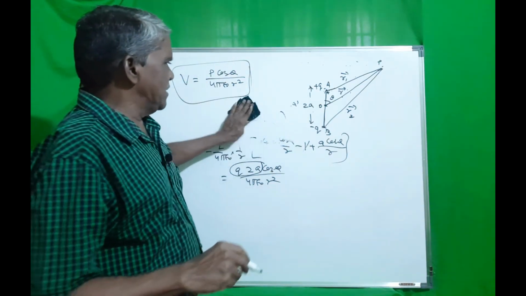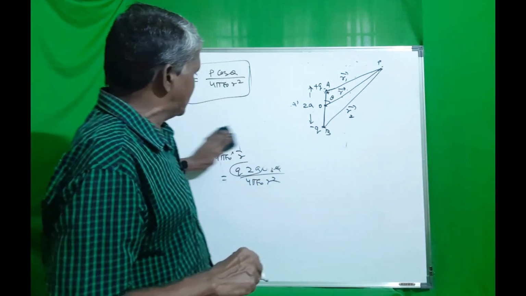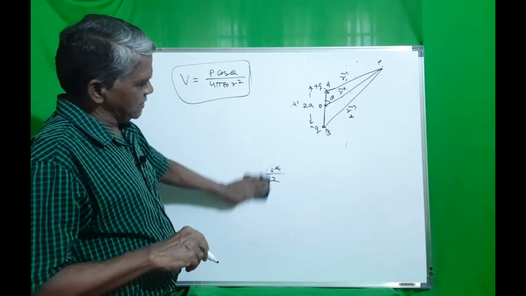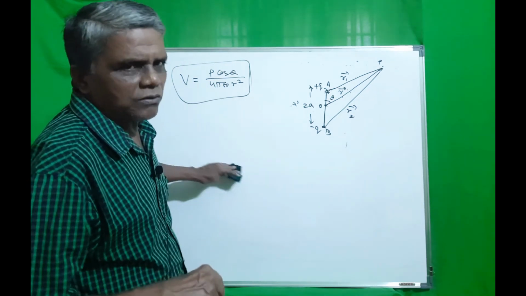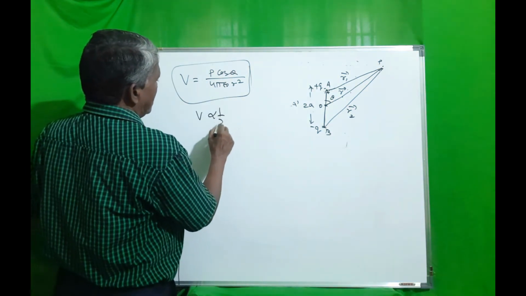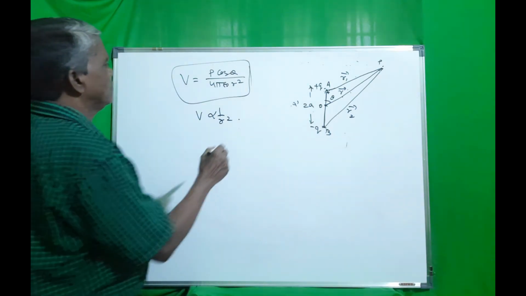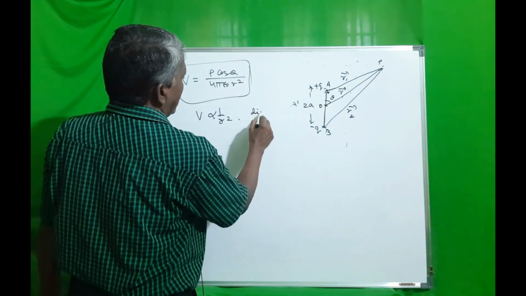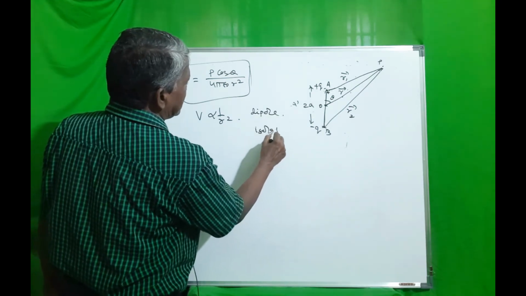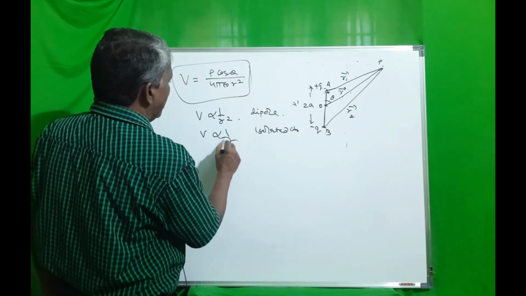Due to a single charge, potential is inversely proportional to the distance, but due to a dipole, potential is inversely proportional to the square of the distance. This is due to dipole. And due to an isolated charge, V is proportional to 1 by r.